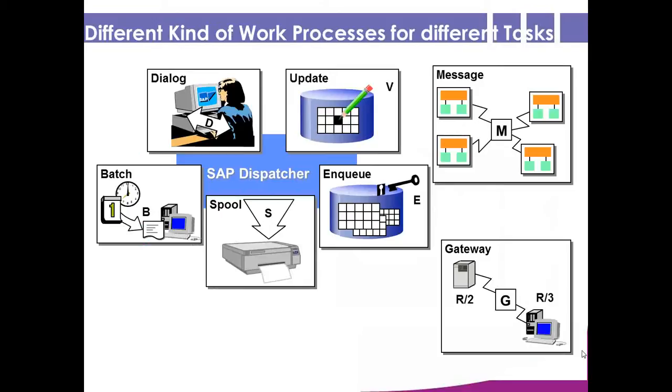Yes, as I told, these 7 types of work process are for different purposes. We will see now why and how these 7 types will be helpful for you. I am just giving you a brief overview; the detailed things will come in the next classes. If we know how to handle these 7 work processes, 30 to 40% of basis issues will be solved.